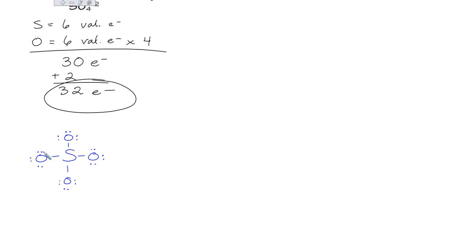And now technically, we should put this in brackets because it's an ion. And then the charge of -2 goes on the outside. This is only possible if we had 2 extra electrons. 30 electrons would not have been enough to give everybody an octet.